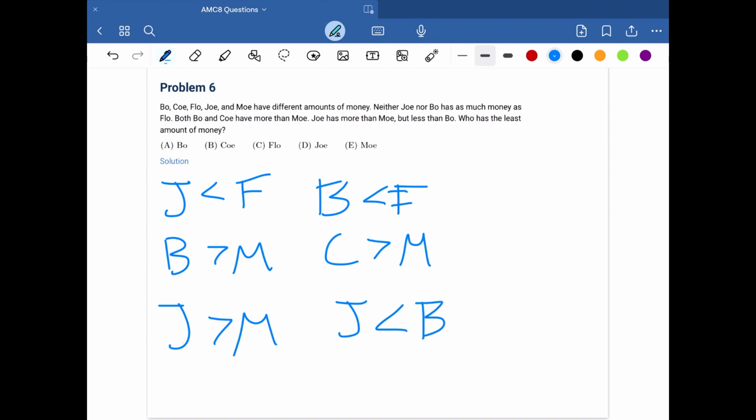So our answer is the one which is not greater than any of the other people. If one person has more money than another person, they're automatically crossed out. As you can see, Flo has more money than Bo and Joe, so he's crossed out. Since Ko has more money than Mo, he's crossed out too. Bo has more money than Mo, so they're crossed out too. And Joe has more money than Mo, so they're crossed out too. The only one remaining is Mo, so our answer is E, Mo.